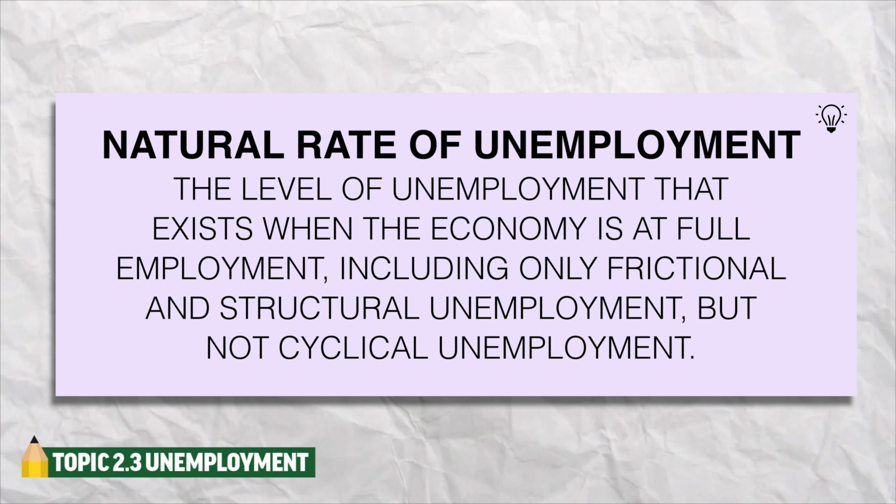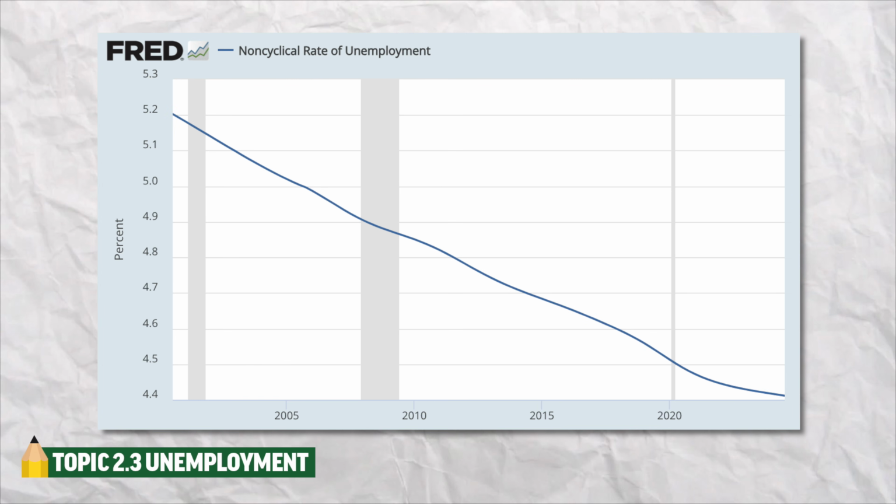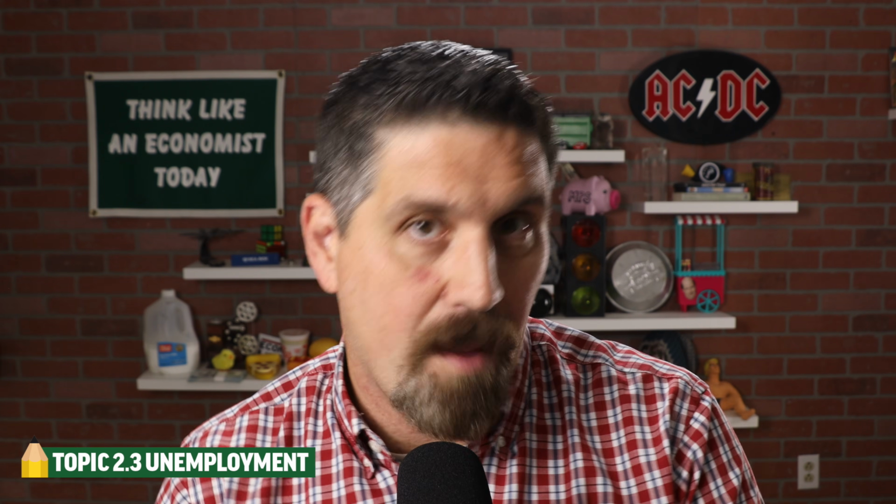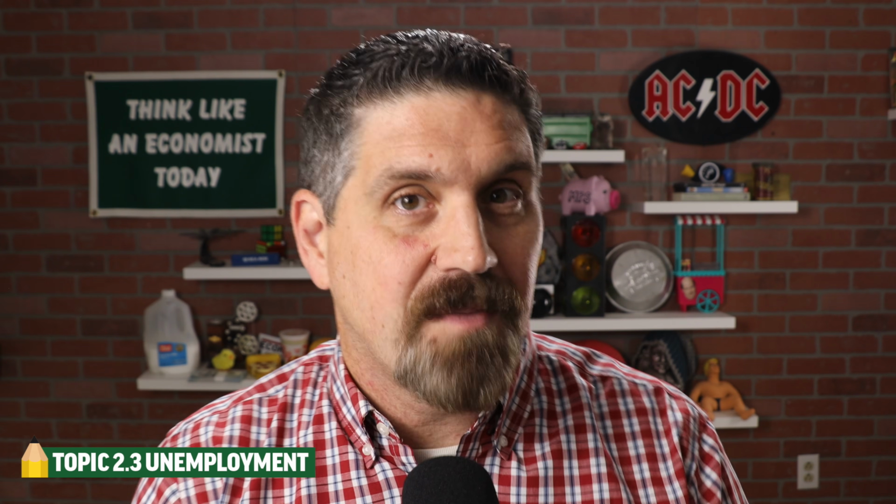It's the amount of unemployment that exists when there's no cyclical unemployment. In the United States, that natural rate is around 4 or 5%. So if we have 4% unemployment, we're actually doing great. We have no cyclical unemployment. It'll make more sense by going back to the graph we learned in Unit 1, the production possibilities curve.